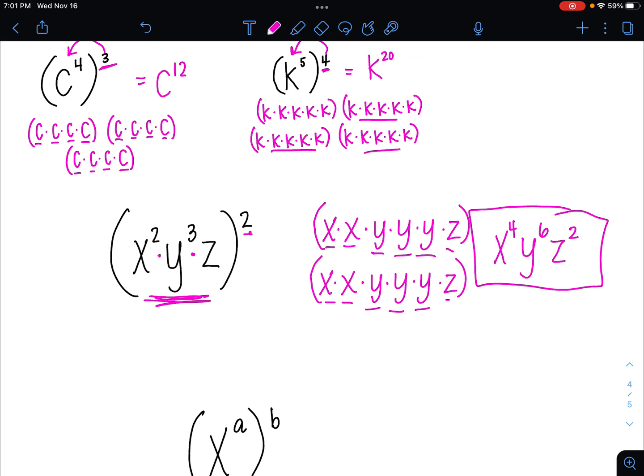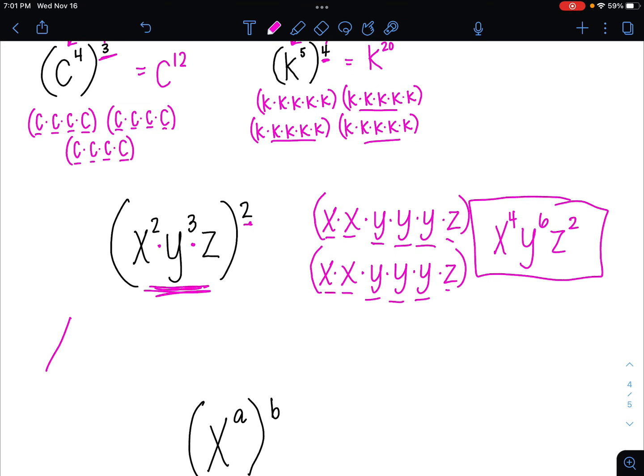Remember, when we're looking at exponents, we have the base, which is our bigger number, and then the exponent, which is the small number. So when we think of exponents, we want to think of the base as what we're making a copy of, and the exponent tells us how many times to make a copy.